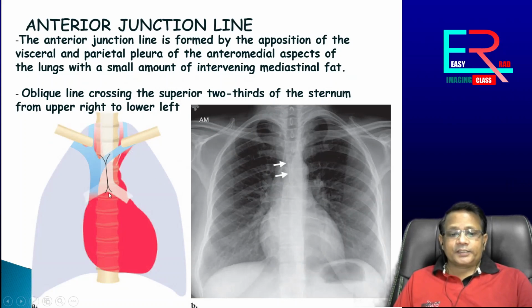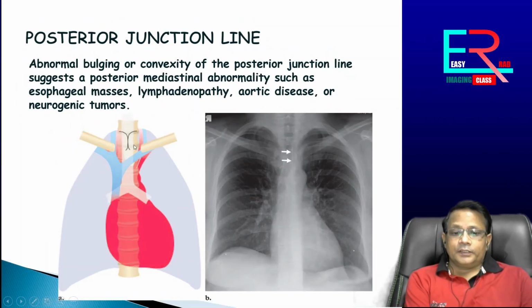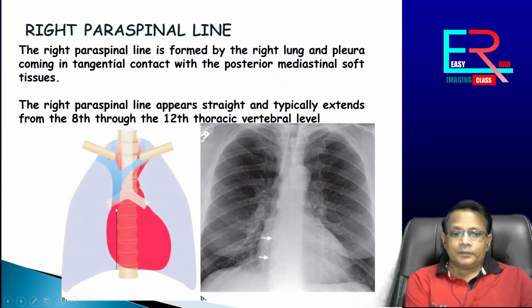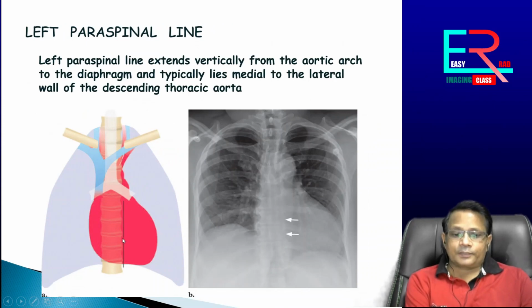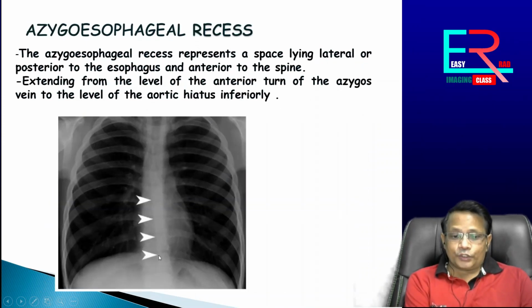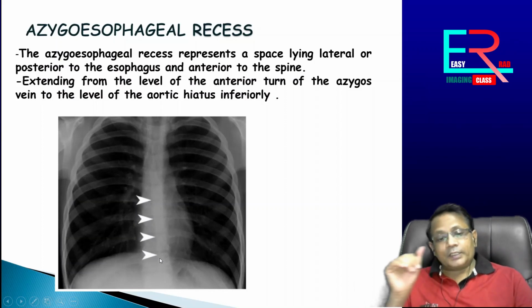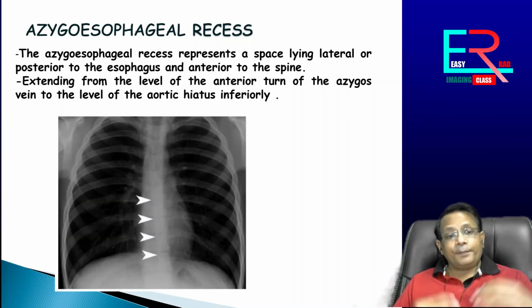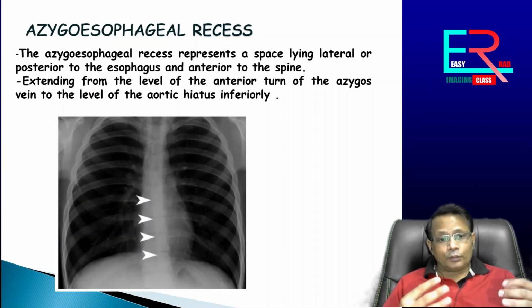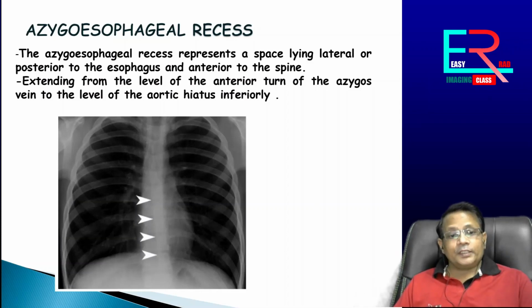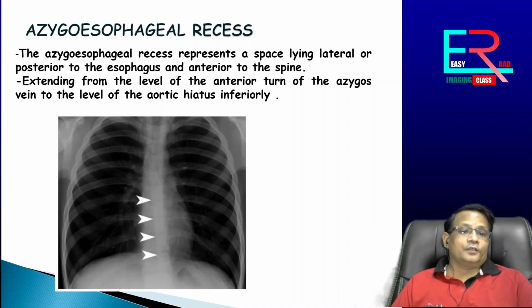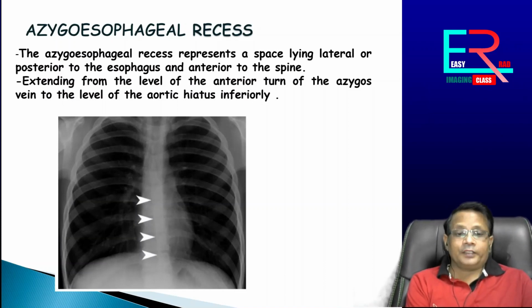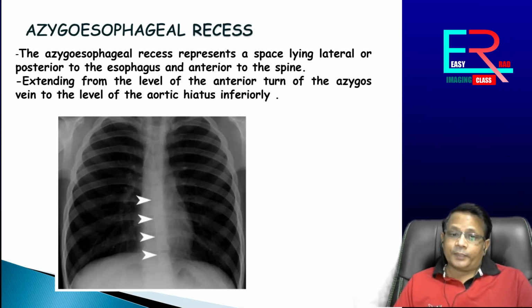So see, this is the anterior junction line. This is the anterior junction line. I don't want to go into the depth of these junction lines. This is the posterior junction line. This is the right paraspinal line. This is the left paraspinal line, and this is the azygoesophageal distance. What is important about these lines is to know about the disease process, the epicenter of the disease. By knowing these lines, you can give an opinion about the epicenter or the origin of that particular lesion on the chest axis, with the help of seeing the deviation and effacement of these lines.